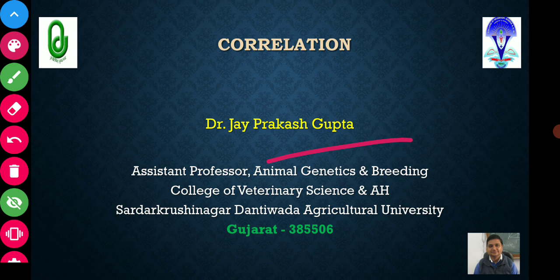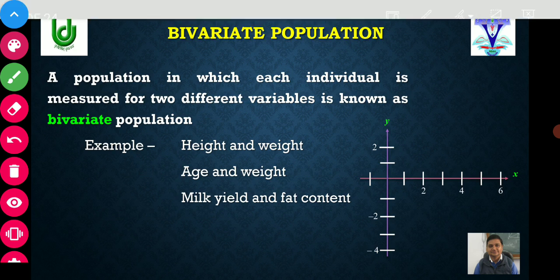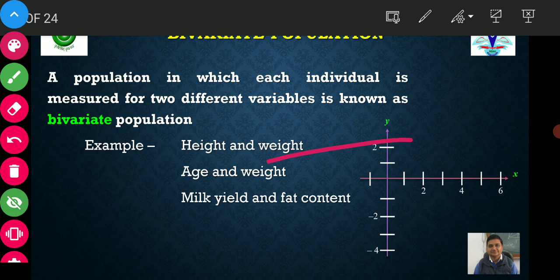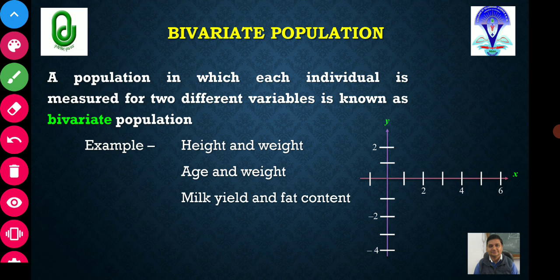So first of all, we will see what is a bivariate population. Why bivariate population? Because for correlation and regression, you need at least two variables. That is why you need a population which is being described by two variables.